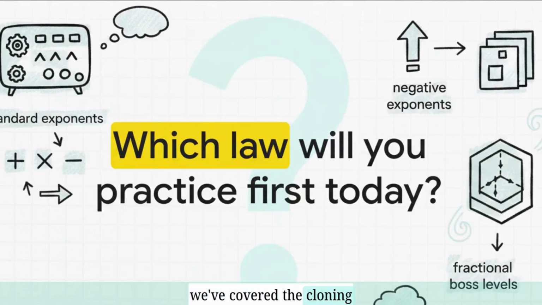So we've covered the cloning machine of standard exponents, the addition and subtraction shortcuts of multiplication and division, the fraction-making flip switch of negative exponents, the multiplying rule for stacked powers, and even those scary fractional boss levels. My final question to you is this. Which of these index laws are you going to practice first today? Pick one, write out a few simple problems, and prove to yourself that you've totally got this.